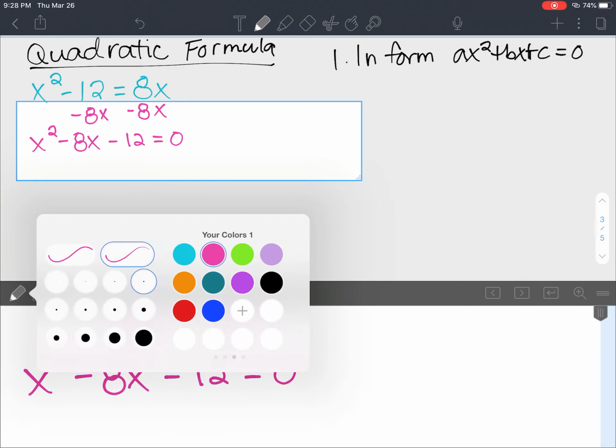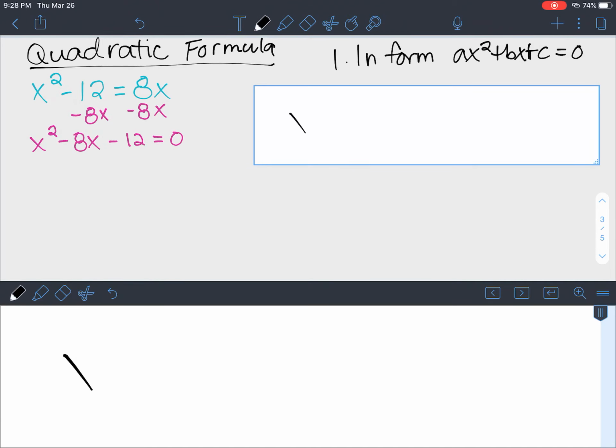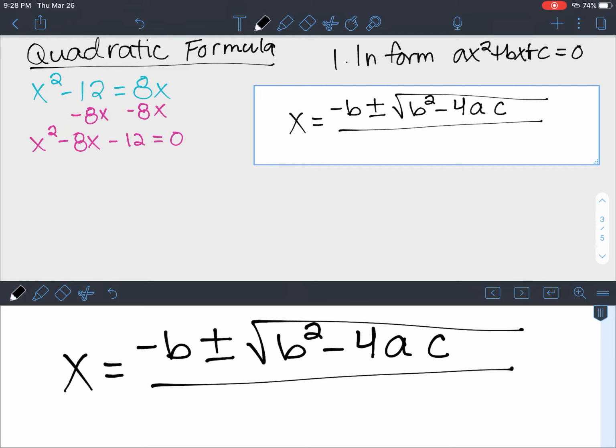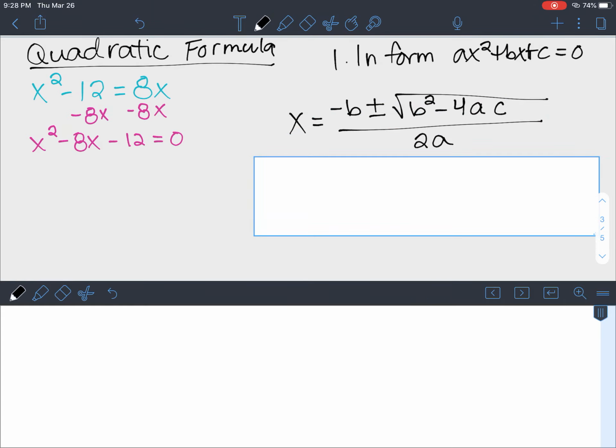And then I'm going to come over here again and rewrite that quadratic formula just so that everybody has it. So x equals the opposite of b plus or minus the square root of b squared minus 4 times a times c, all divided by 2 times a. And if you remember, we also talked about that thing called the discriminant.